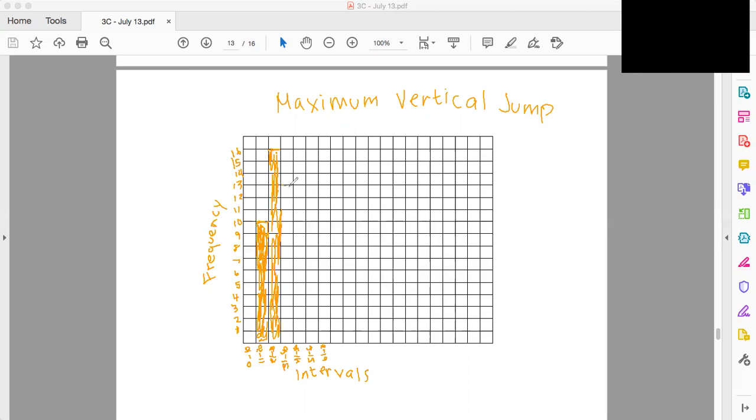The next one was 13. And these numbers are coming from that frequency table that we made at the start. Next one is 7. And then 3. And then 1. Okay.